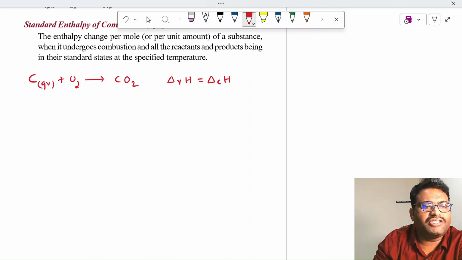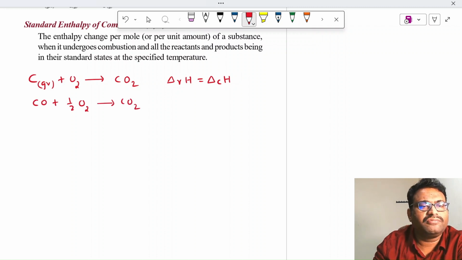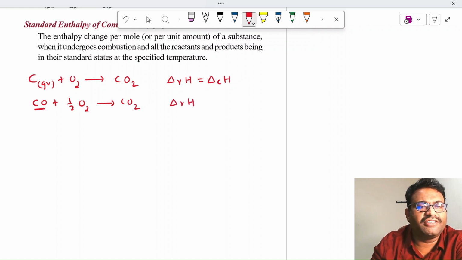In the same way, let me combust carbon monoxide, CO plus half O2 gives CO2. Here carbon monoxide is completely combusted. And how many moles of carbon monoxide is combusted? 1 mole. So there will be enthalpy of the reaction. This enthalpy of the reaction, I can call it as enthalpy of combustion. Why I am calling it as enthalpy of combustion? Because this reaction is satisfying the definition of enthalpy of combustion.